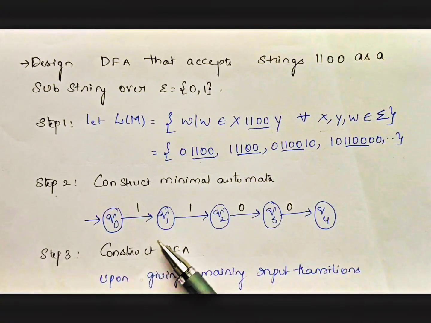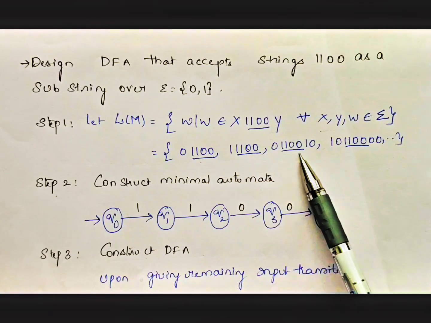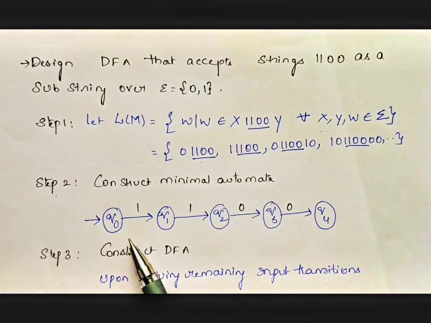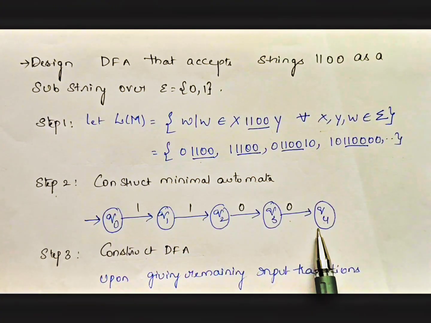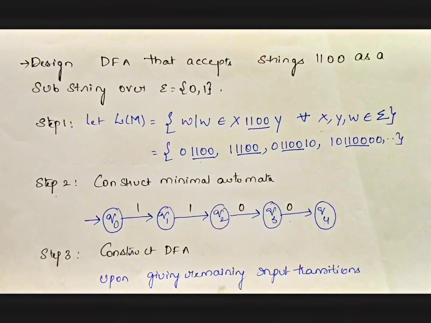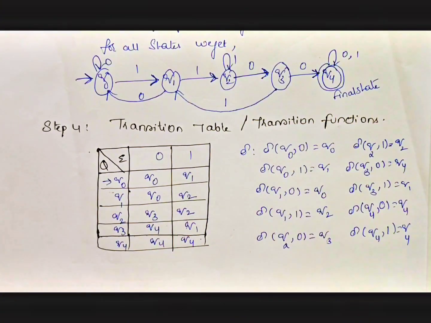In the minimal automata, we need to process the basic string. Here the basic string is the substring 1100. So from initial state Q0, we are sending 1100 to the state Q4. Upon generating the minimal automata, we have to give the remaining input transitions to make it a DFA. Upon generating a DFA, we can write the transition table and transition functions.